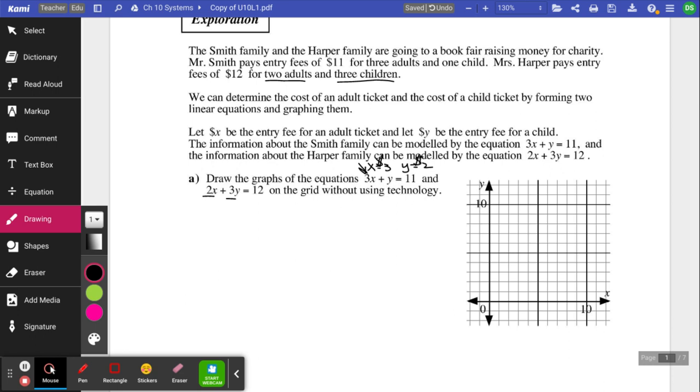But the deal is when you find a solution, you have to find an x and a y value that work in both equations. The same x and the same y that work in both equations. That's the goal. She happens to find 3 and 2. It's not too hard. Okay?